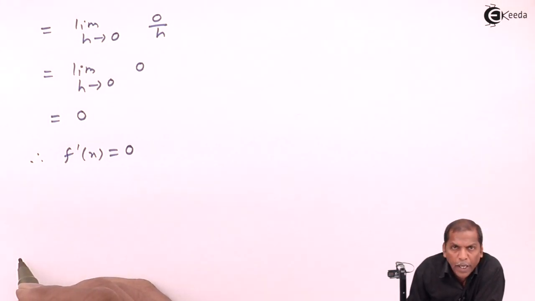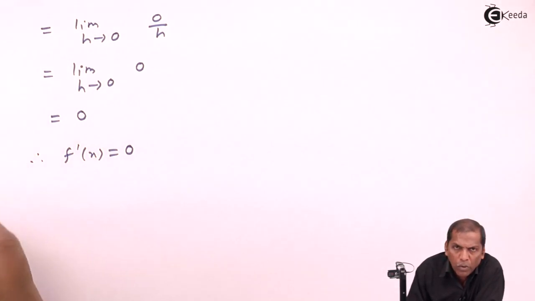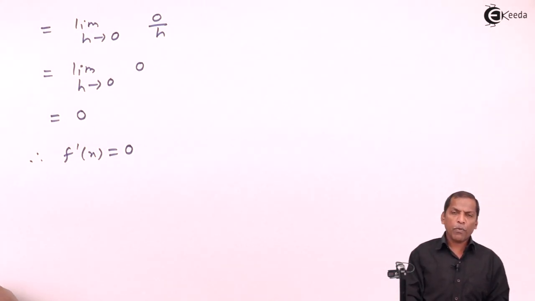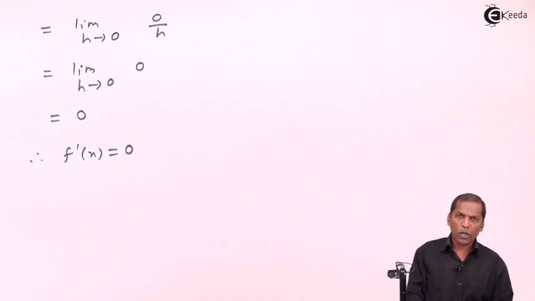It means the derivative of constant function is always 0. So this is the required solution for derivative of constant function.